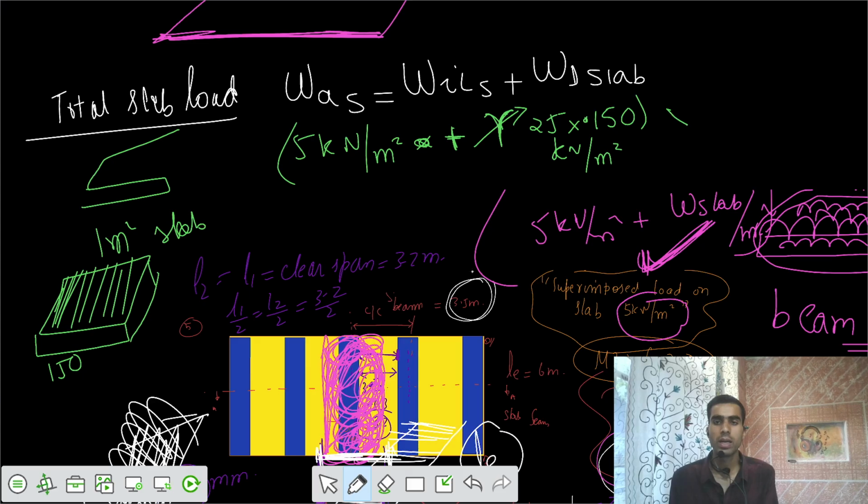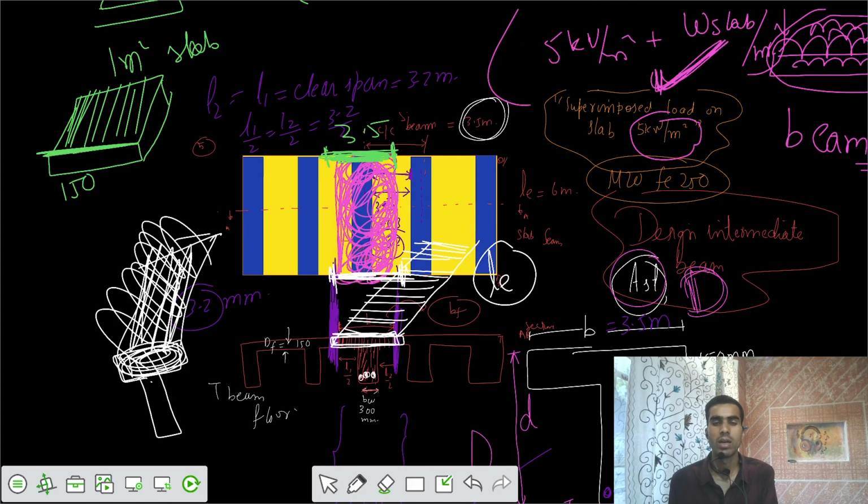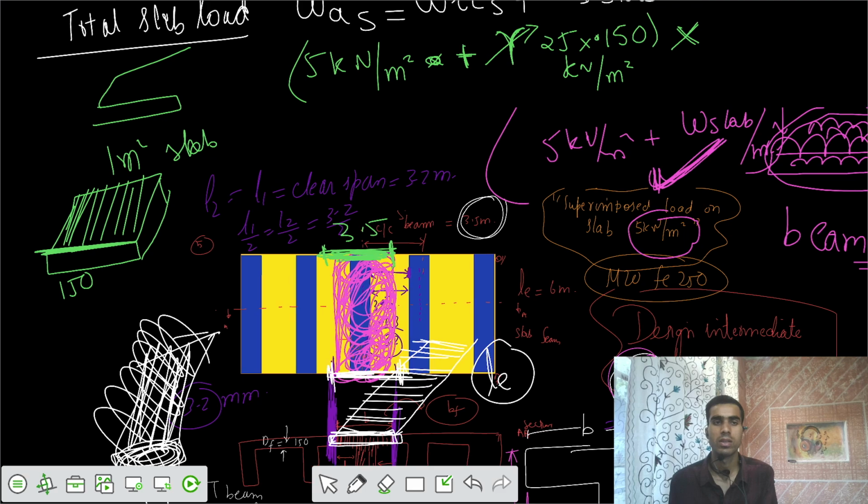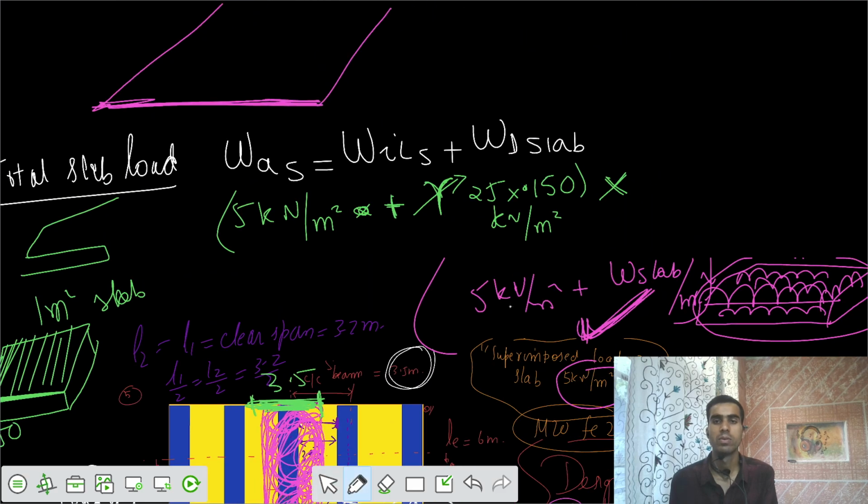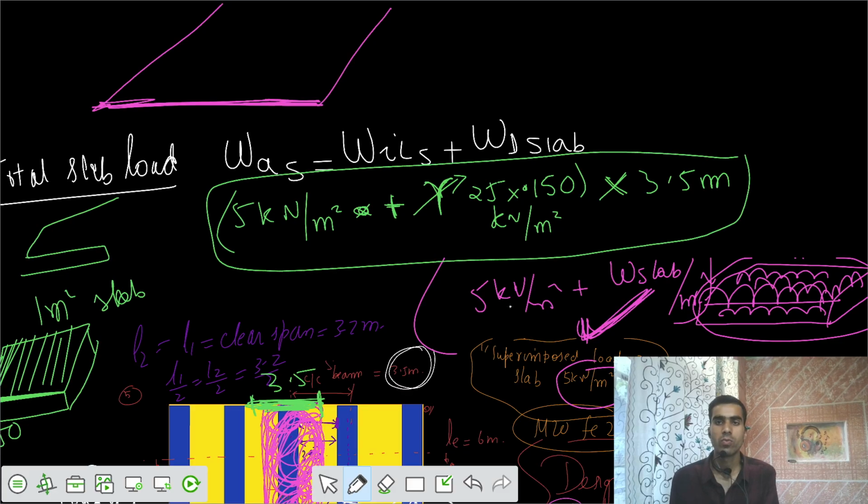Then I have to multiply it with the total effective contributing area for one beam. So this effective width is 3.5 meters. That is actually the clear center to center beam spacing, 3.5 meters. So I have to multiply by that 3.5 meters. So that total load of the slab is transferred to one of the beams.